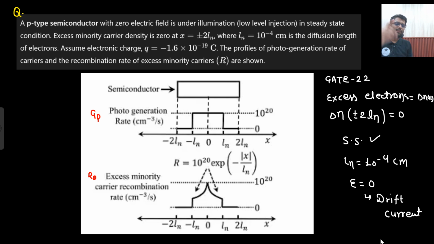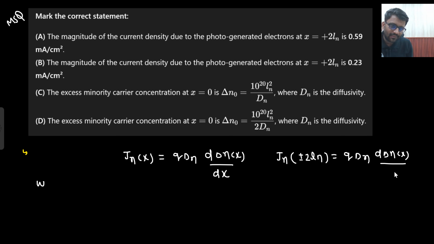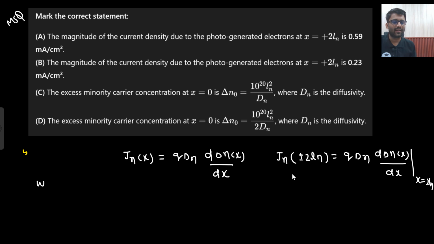Now between 0 to 2 Ln, what do you see? This is what I need to find, at plus minus 2 Ln. So q Dn d(delta n) by dx at x equals 2 Ln. The profile is symmetric, so whatever you get at 2 Ln, that same thing you will get at minus 2 Ln as well. Whatever generation and recombination is there from 0 to 2 Ln, the same is there between 0 to minus 2 Ln. So I will just find it at 2 Ln and then my job will be done.